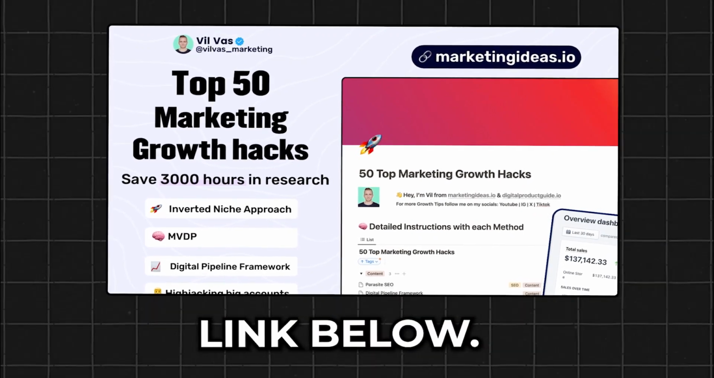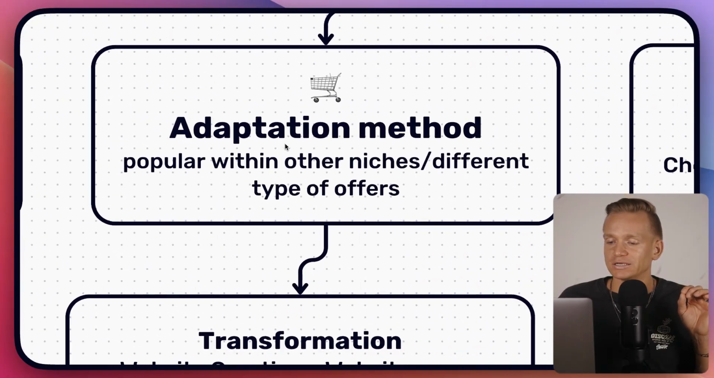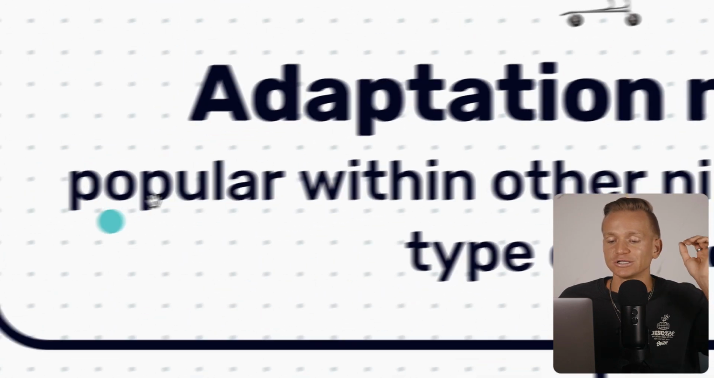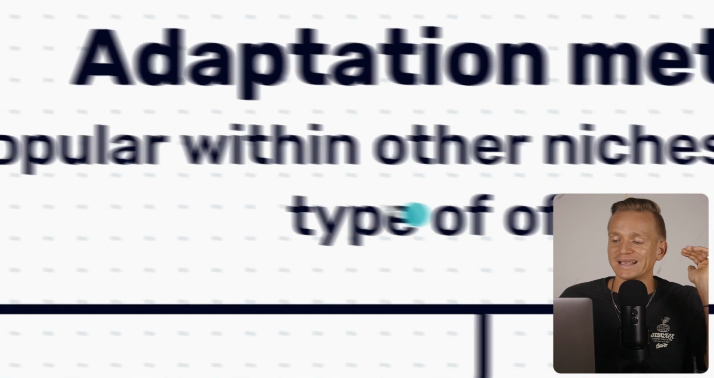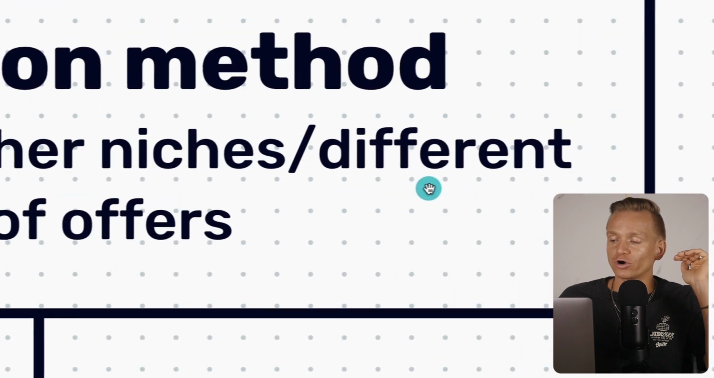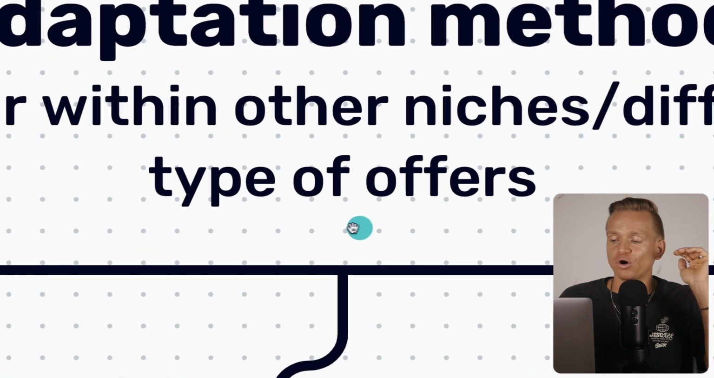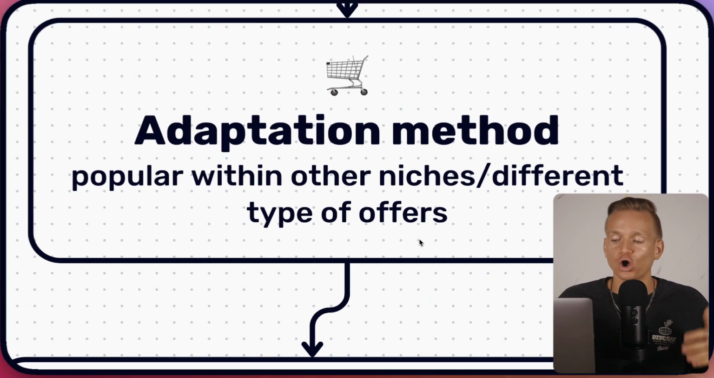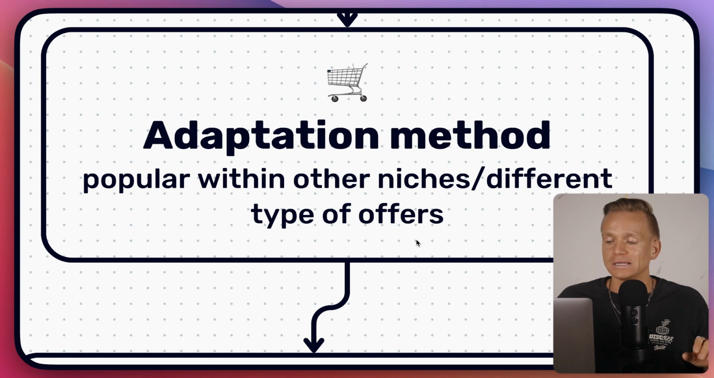The second way is what I call the adaptation method. So this is basically just finding something popular within other niches or a different type of offer that we can adapt to our own traffic method, our own niche.